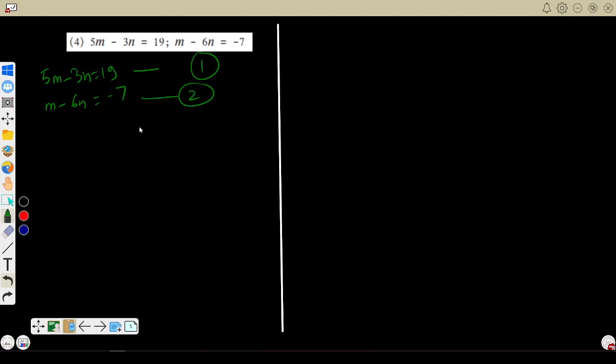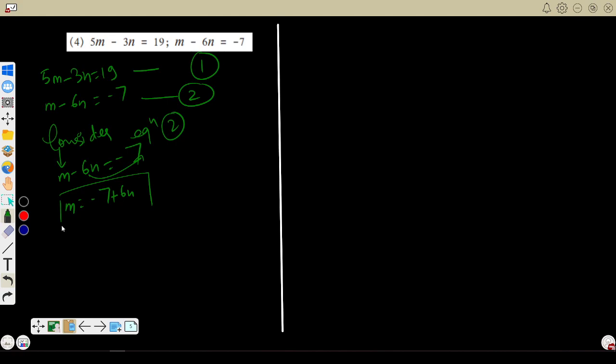Now in this particular equation I'll use substitution method. For substitution method, if you remember, we consider any one equation. So now I will consider equation number 2, m minus 6n is equal to minus 7. I can easily find the value of m if I shift this minus 6n on the other side. So m will be minus 7 plus 6n. So I mark this equation as equation number 3, correct?